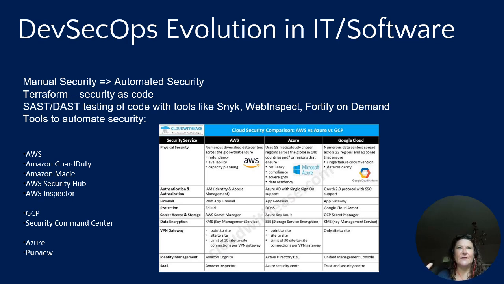In the CI/CD side of things, SAST and DAST testing of code automatically with tools like Snyk, WebInspect, Fortify on Demand, and so on. SAST is basically the software testing as you're developing the code. So, for example, Git has a plugin that you can use, as you check in your code before you even do the code reviews, it will check your code and see if the code conforms to certain security policies and so on. Also quality control and so on.